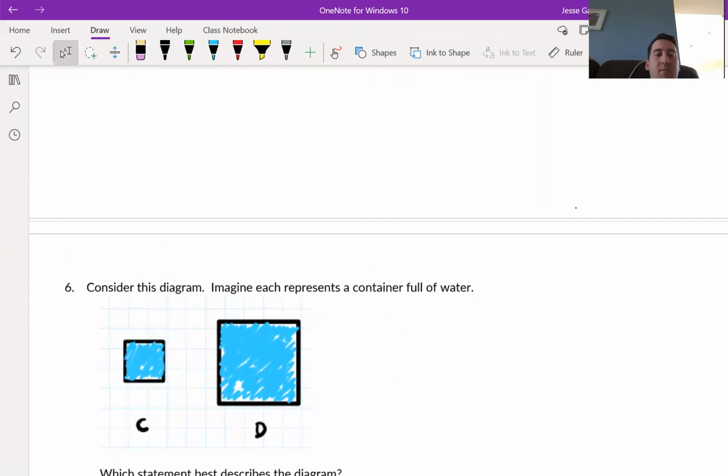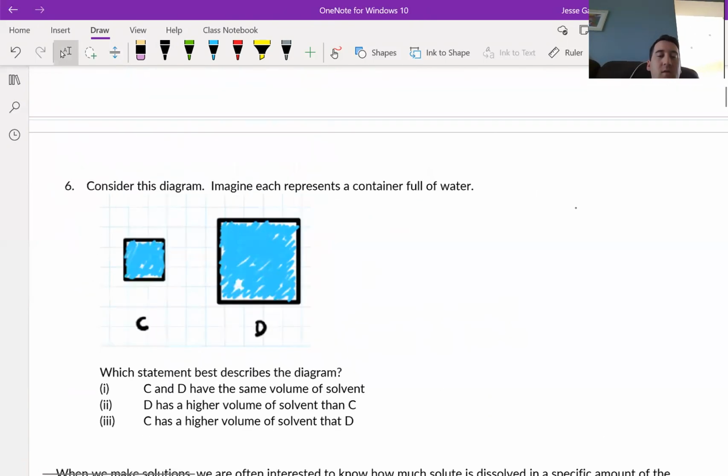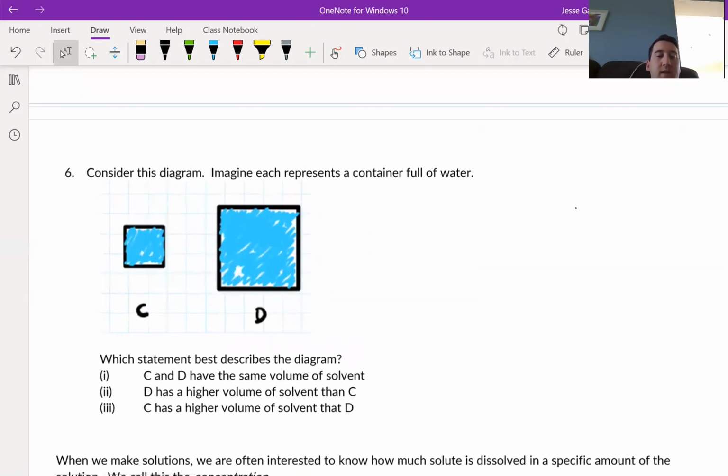Consider the diagram. Imagine that each represents a container full of water. So we have two containers, C and D. I'll let you take a close look at the picture and think about what you can figure out from just looking at the picture. All right. So at this stage now, I want you to think about these three statements and write down which one describes the diagram the best. Pause the video, do that now.